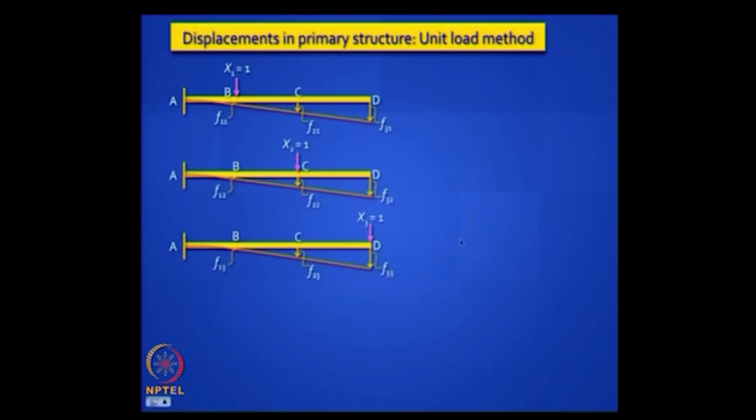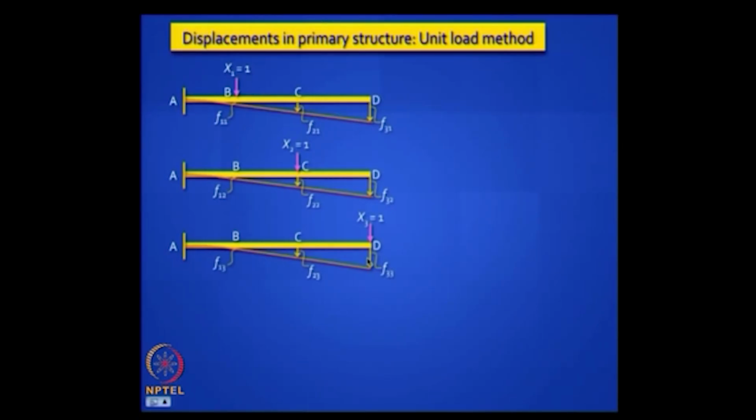So I have shown here 3 diagrams, 3 cantilever beams. They are all identical beams, but I apply x1 equal to 1, x2 equal to 1, x3 equal to 1, not all at the same time but separately. The definition of the flexibility coefficient is that the deflection here caused by x1 equal to 1 is called f11, this is f21, this is f31, this caused by x2 equal to 1 is f12, f22, f32 and so on and so forth. Is it clear?